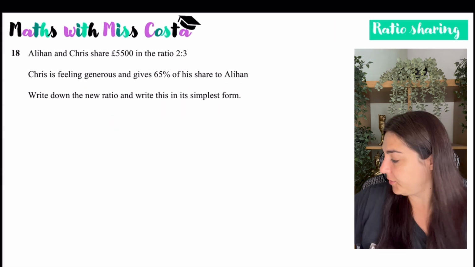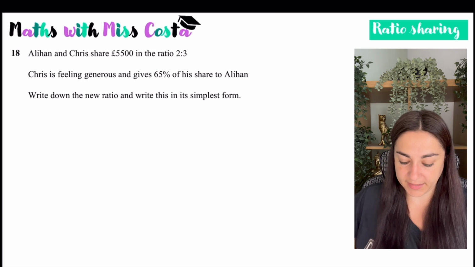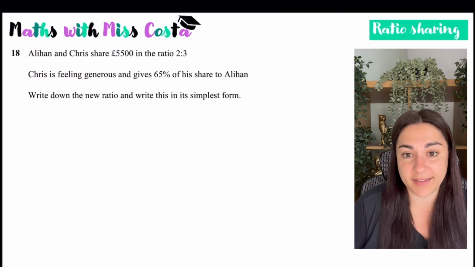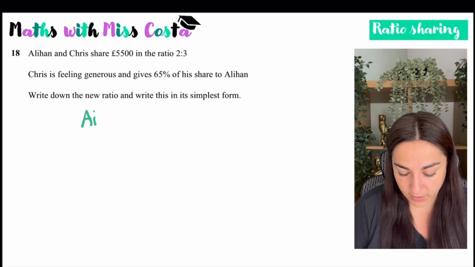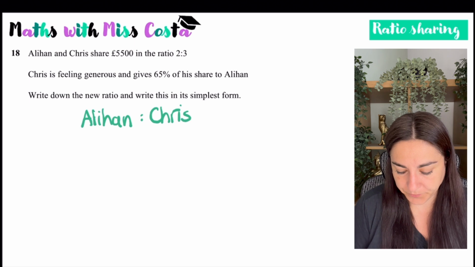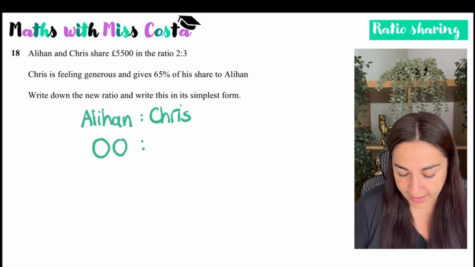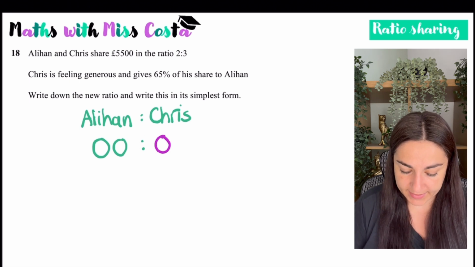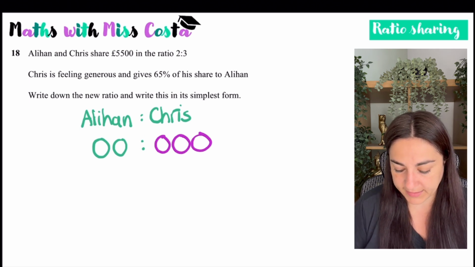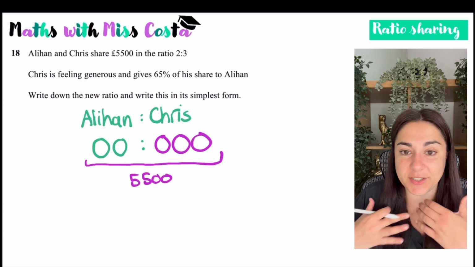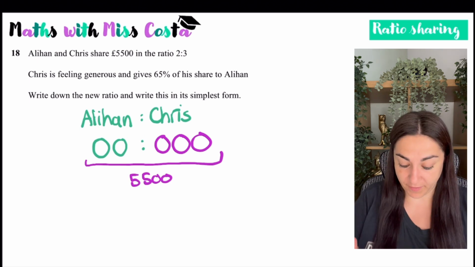Okay, next I'm told that Alahan and Chris share £5,500 in the ratio 2:3. Sometimes it's helpful to just draw things out to get an idea of what's going on. So we've got Alahan and Chris, and they share 5,500 in the ratio 2:3. If I draw that out so that I can visualize it, Alahan gets 2 parts for every 3 parts that Chris gets, and they're splitting 5,500 into these parts. So essentially, each time they split, they're splitting into 5 parts.